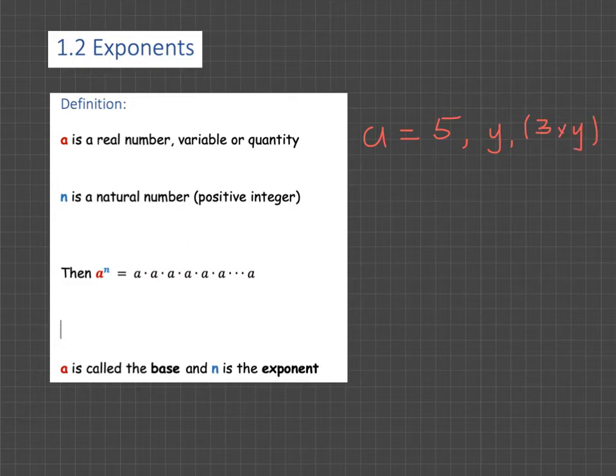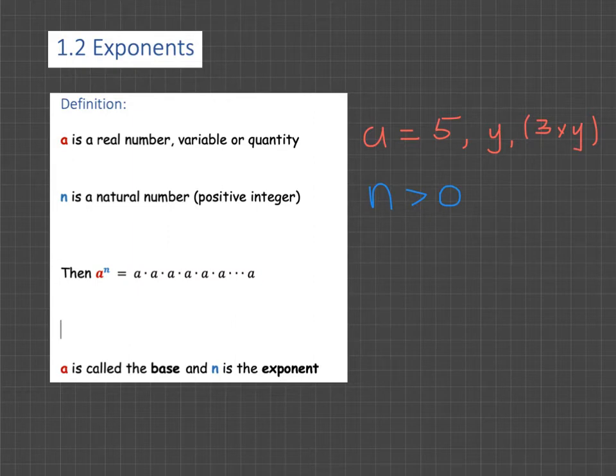All right, so 5 would be an example of a real number. y is an example of a variable, and a quantity is something in parentheses that is considered just one unit. Those parentheses make it into one package, one unit. And we'll take n, lowercase n, to be a natural number, which means it is a positive integer. So it's not negative, it's not 0. n is considered to be positive, so greater than 0. With those two things, we can now define this operation of exponents.